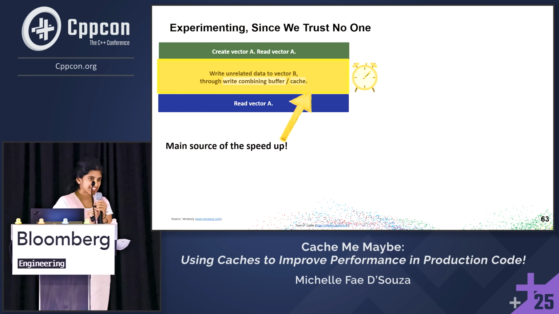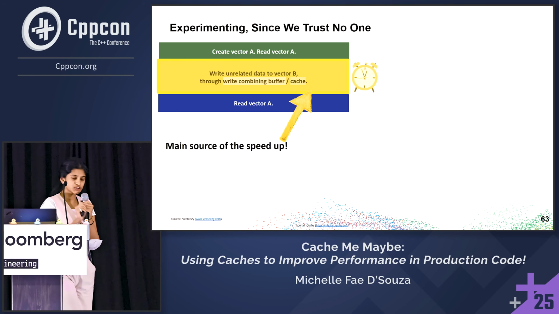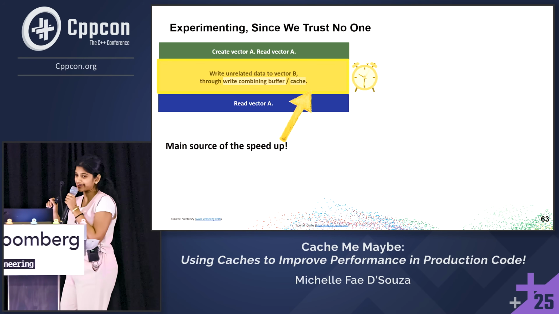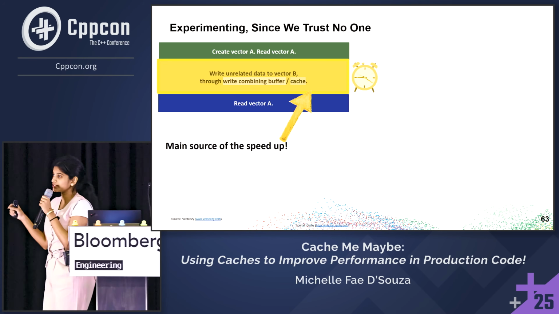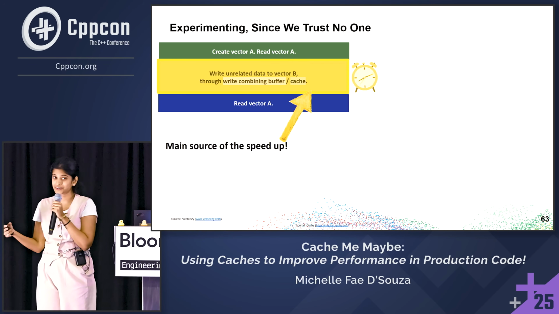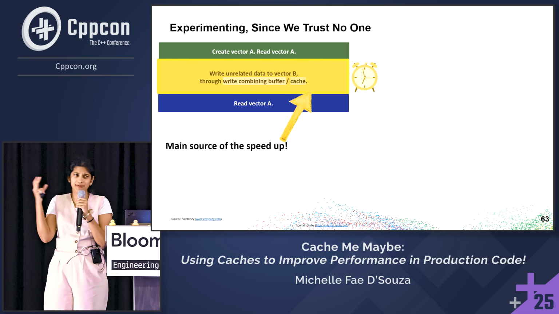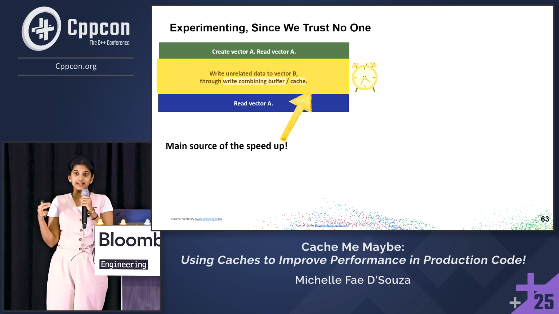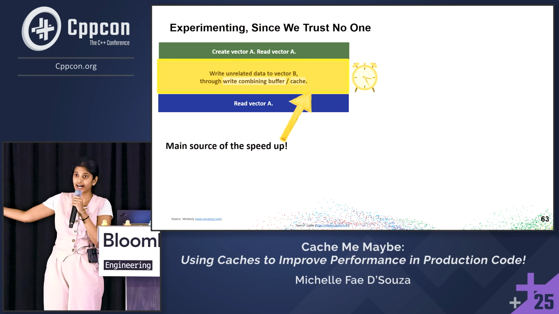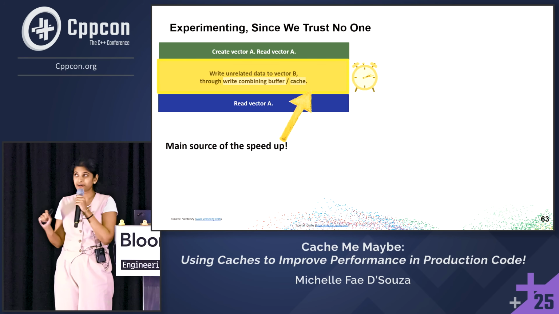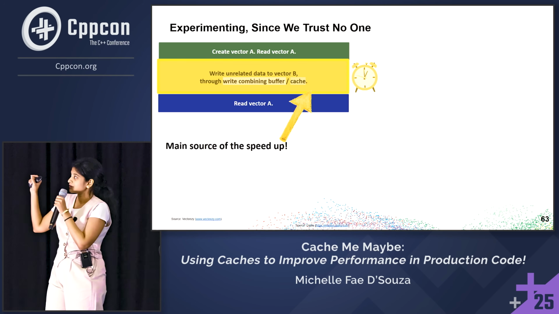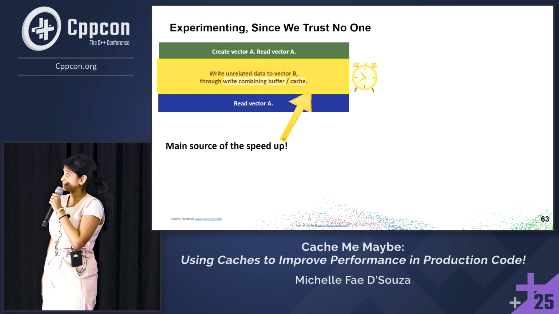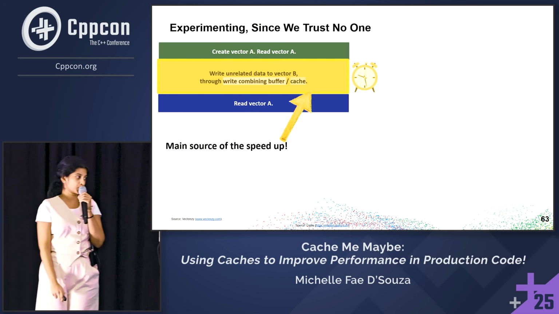Very interestingly, the main source of that speedup was not the fact that the last read was faster in the case of the write combining buffer, because that was my expectation, right? We're going to have a hot read now, where we don't in the case where we write to the cache. But that's not the cause of the main speedup. The main cause is actually that yellow write. What is happening?